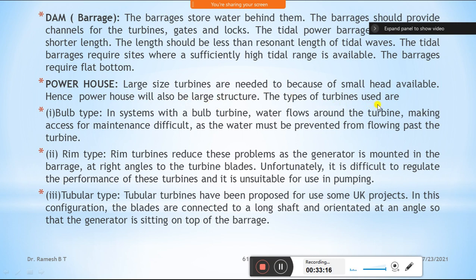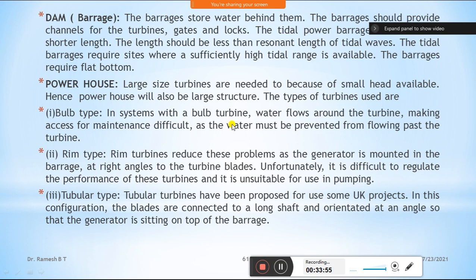There are three types of powerhouse we are using: bulb type, rim type, and tubular type. In the system with a bulb turbine, the water flows around the turbine and makes access for maintenance difficult, as water must be prevented from flowing past the turbine. In the rim type, the rim turbines reduce these problems, as the generator is mounted in the barrage at a right angle to the turbine blades. Unfortunately, it is difficult to regulate the performance. We cannot predict or keep the performance constant. The performance is continuously fluctuating, and it is unsuitable for pumping purposes.